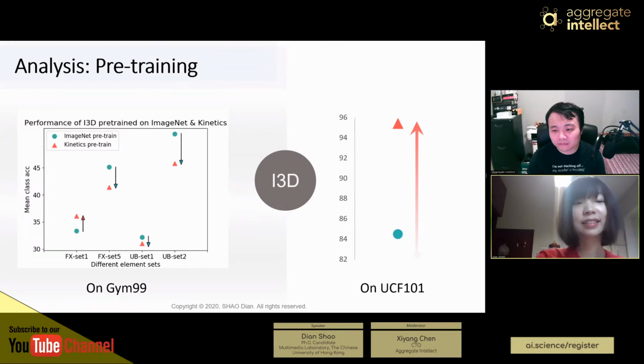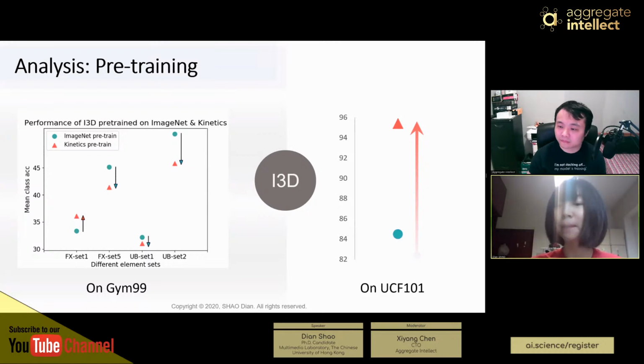So here, FX represents floor exercise. Set 1 represents floor exercise leap, jump, hop. Set 5 is the back salto. In each set, there are a lot of element level categories. So when pre-training on Kinetics and testing the models on these element level category recognitions, the pre-training will not always help. You can see that on recognition within some sets, the performance will be boosted, and within other sets, the performance will drop.